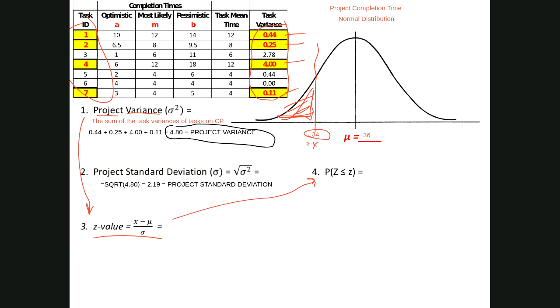Okay. And so now we're ready to use our chart. All right, so here's the issue. We want to calculate the probability that the z value is less than negative 0.91.